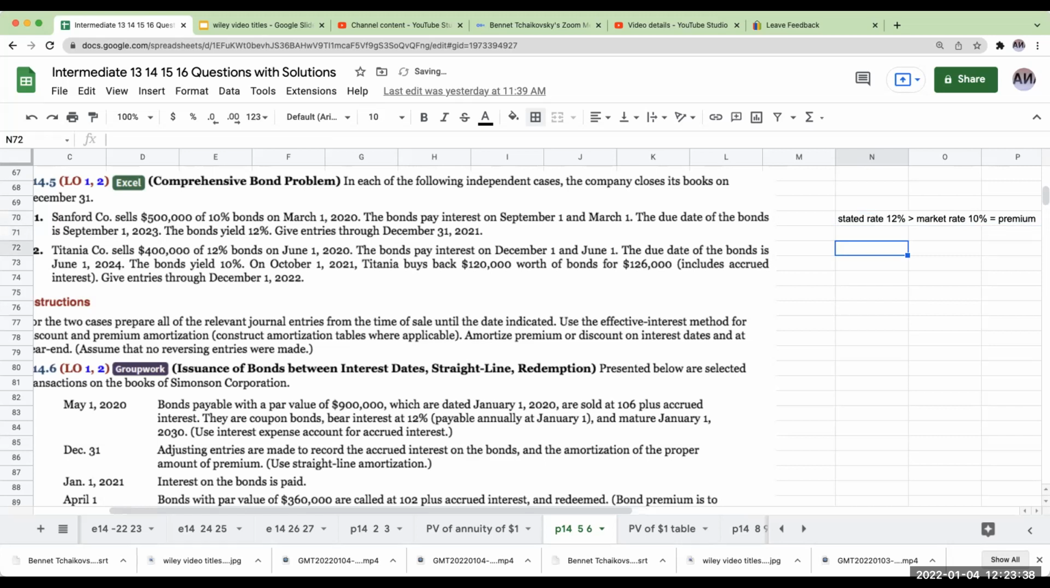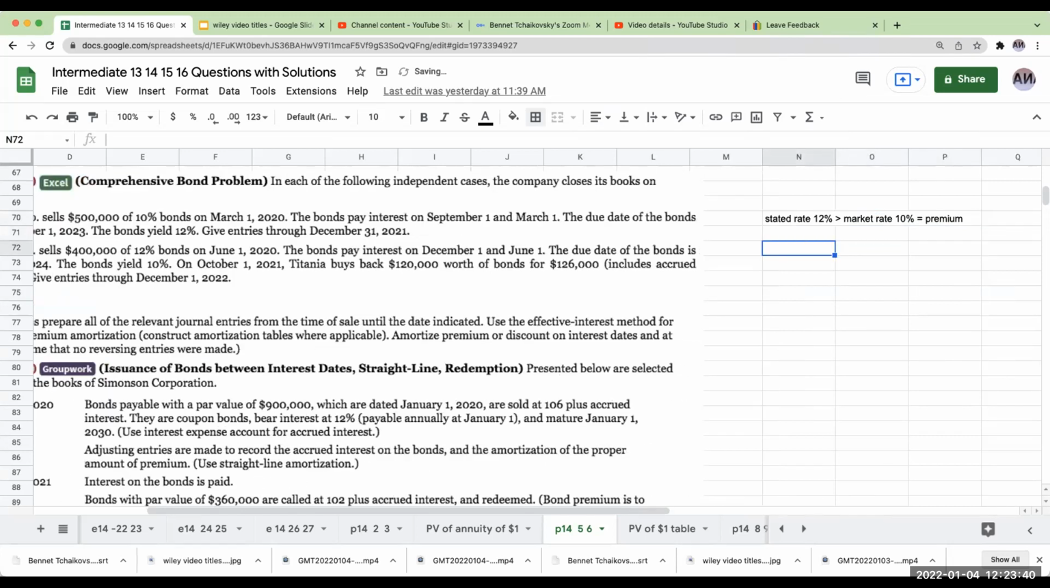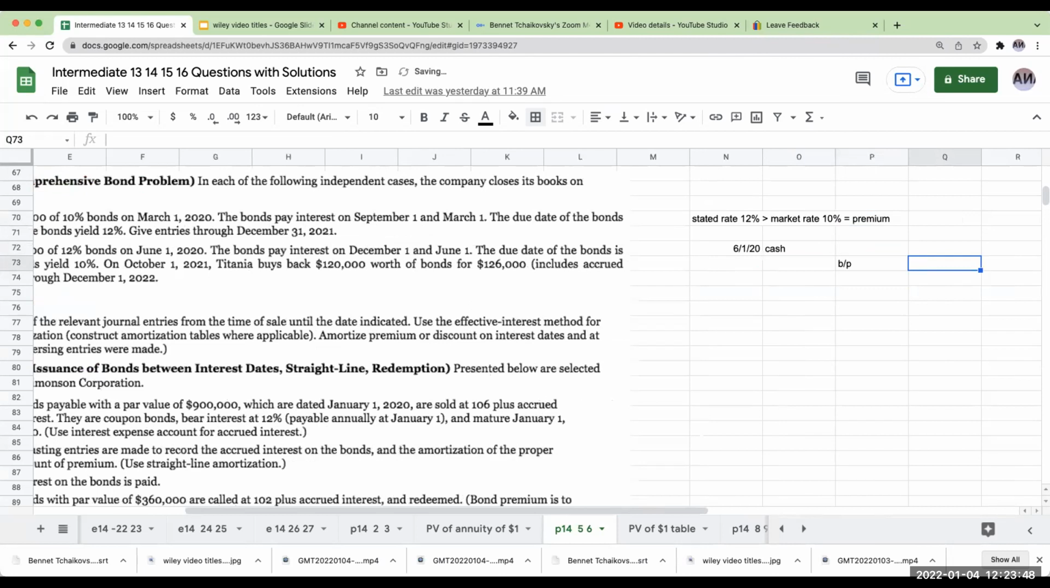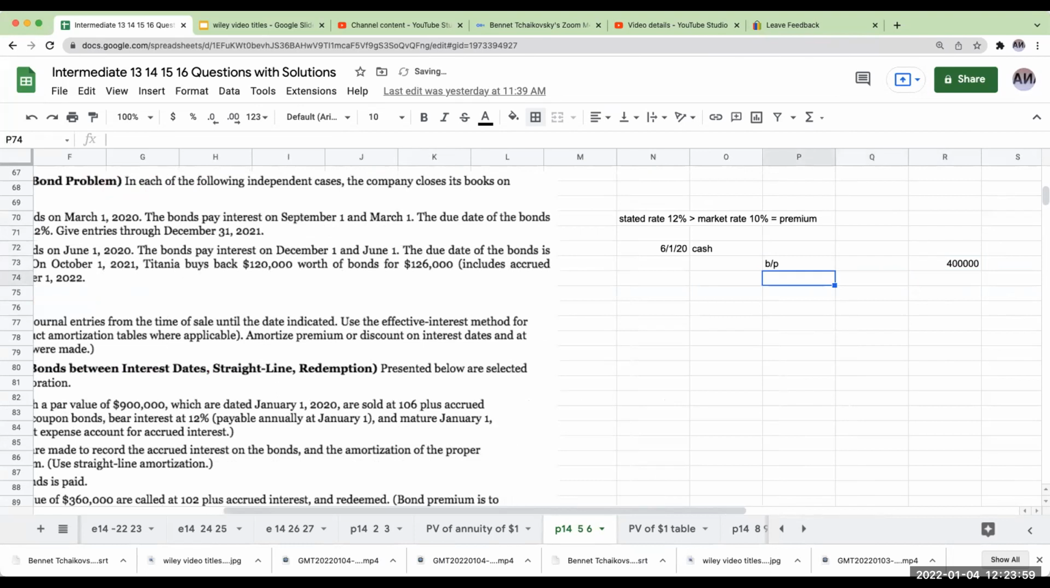Okay, so when I record this, I'm going to debit on 6/1/20. I'm going to debit cash. I'm going to credit bonds payable. I always credit bonds payable for the face value. So I'm going to credit bonds payable over here for 400,000. And I'm going to have a premium on bonds payable, which we don't know what that answer is yet, to record on issuance.